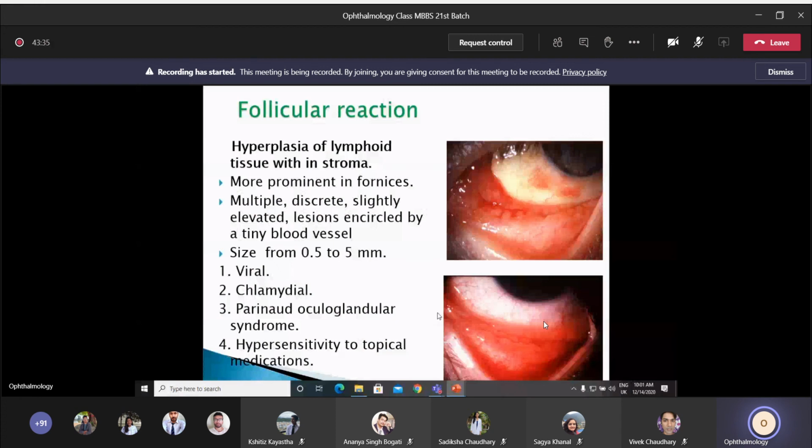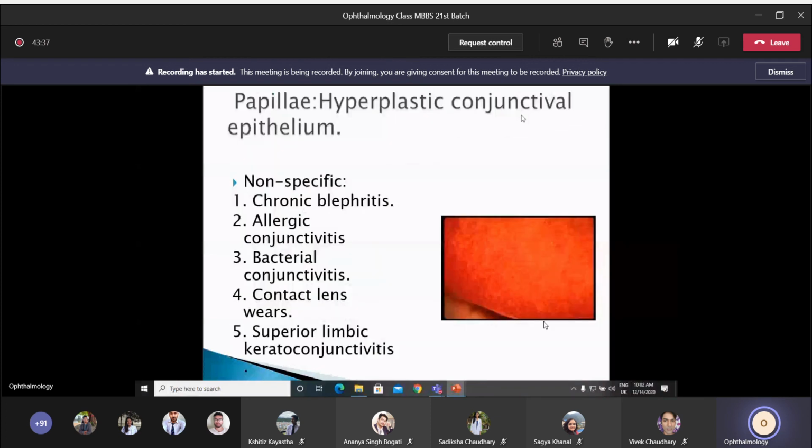So papillae, however, are hyperplastic conjunctival epithelium, and these are seen as red dots. As you can see in this picture, because they have a central blood vessel, you see it as a red dot in the palpebral conjunctiva. Here you can see in the upper palpebral conjunctiva multiple red dots.